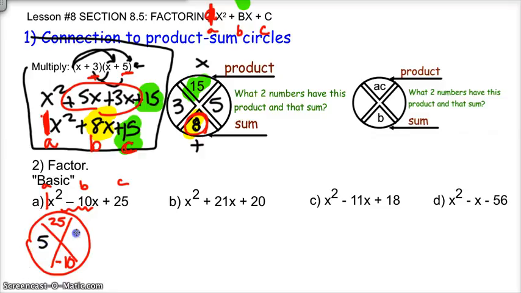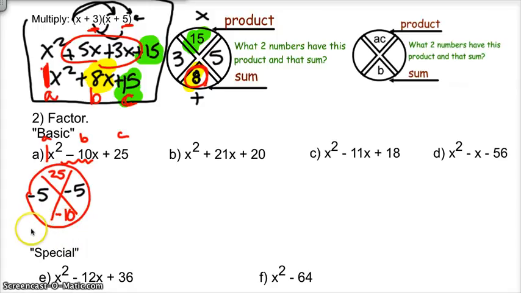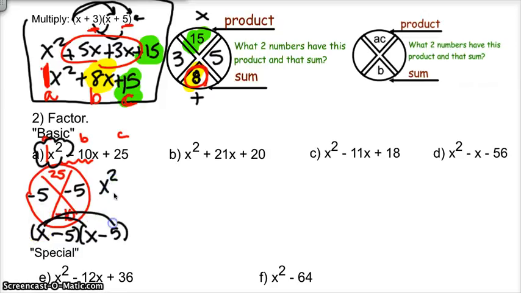Well, I know that 5 times 5 gives me 25, but if they were both negative, then it would add to give me negative 10. So the two binomials, what two things multiplied together to give you x squared? X times x. Well, what was multiplied together to give you 25? Well, the negative 5 and the negative 5. Because when you did the double distribution, you had x squared minus 5x minus another 5x, plus 25. It's because of that addition here that gave you the negative 10.